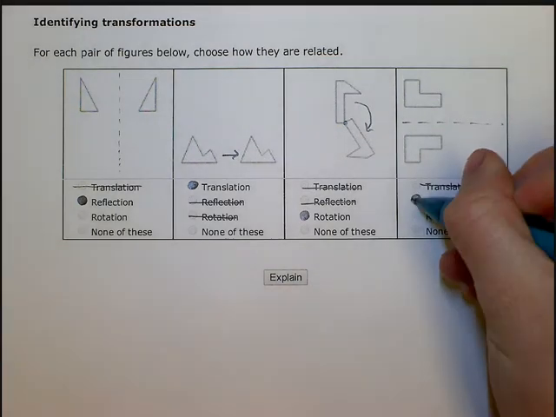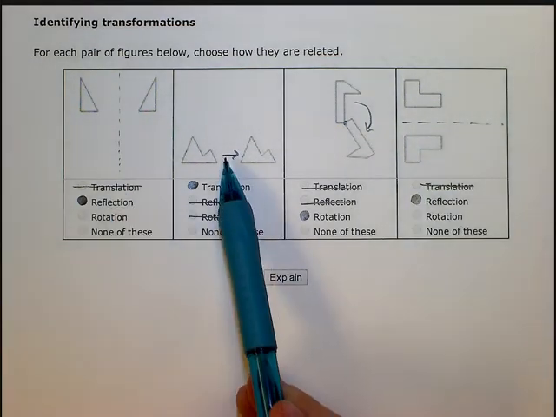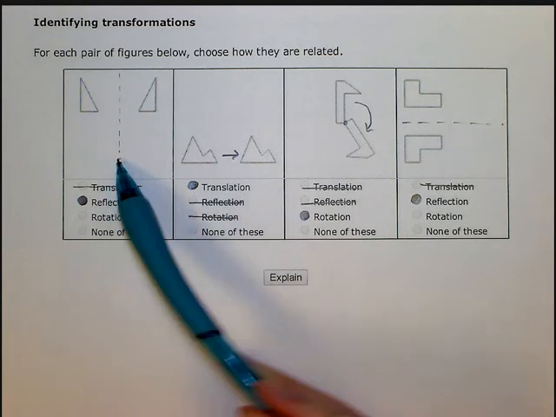So you just have to tell by looking at them whether it's a move or a fold or a flip or a rotation or a turn.